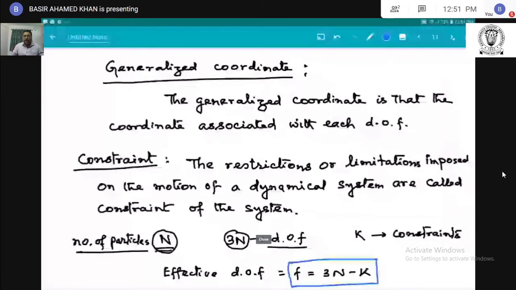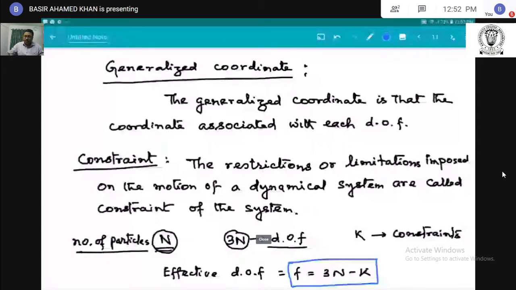That means if n is the number of free particles, then the total number of degrees of freedom is 3n. And if k is the number of constraints imposed on the motion of these n particles, then the degrees of freedom f equal to 3n minus k, where k is the number of constraints.